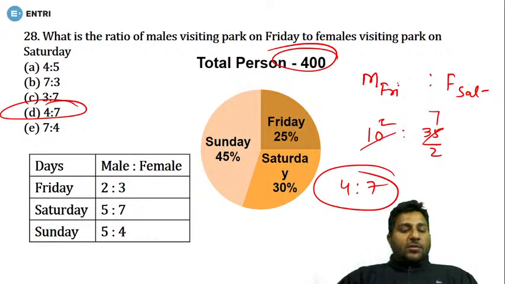Legion and Sharath, you both are doing really well. Are you getting the concept? Yes, 4 by 7. Absolutely.